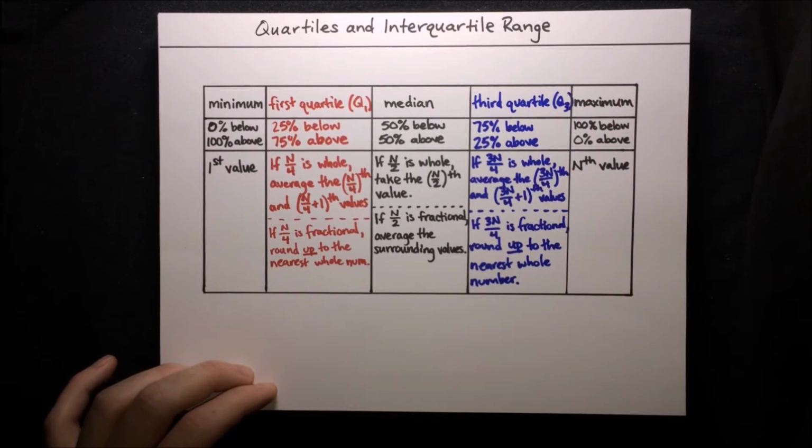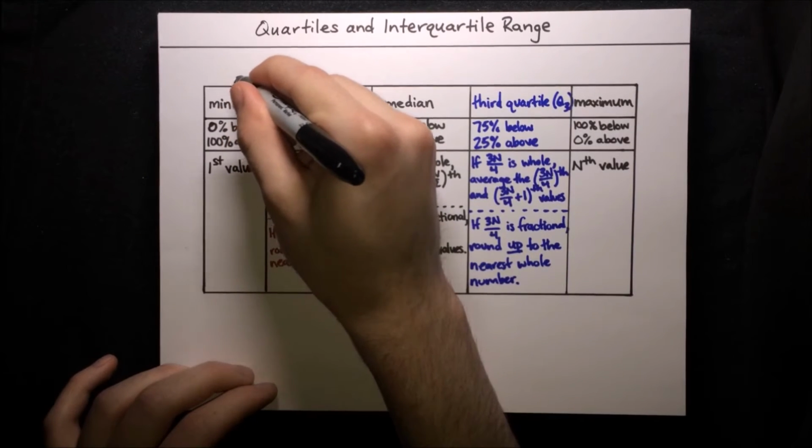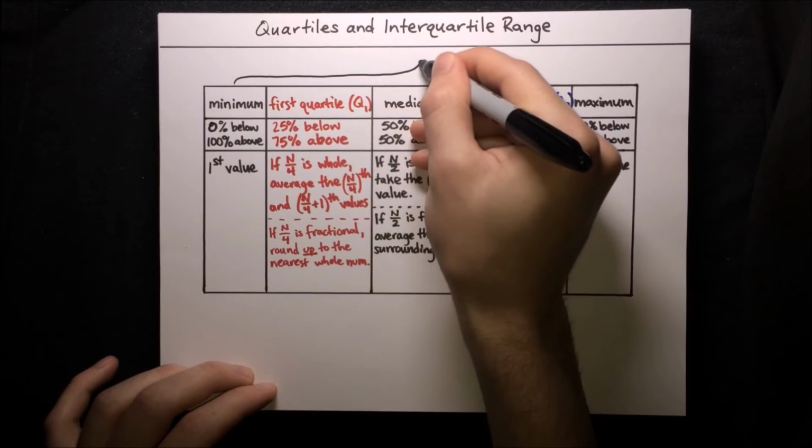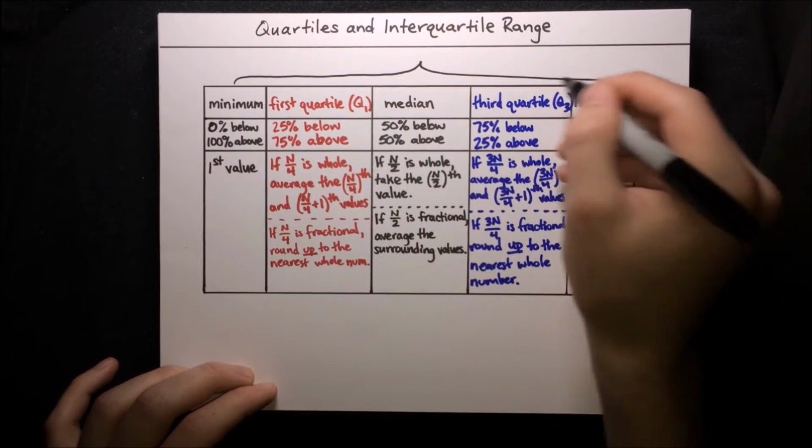Alright, so before we go on, we have one more thing to discuss. That's the interquartile range. Recall that the range of a data set is just the maximum minus the minimum. Let's write that down.